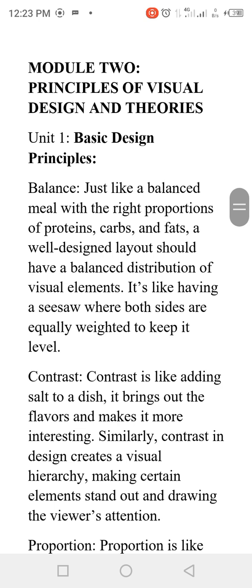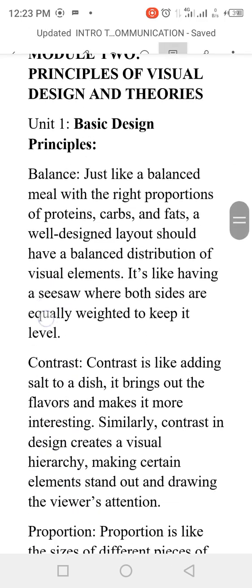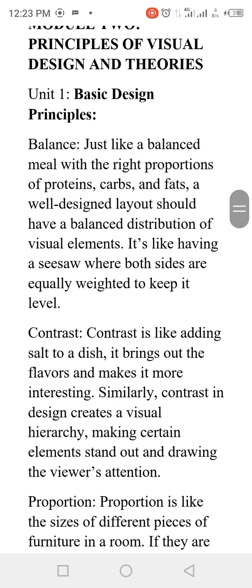We are continuing from Module 2, which is Principles of Visual Design and Theories. Now, under this module, the first unit we shall treat is Basic Design Principles. As far as you know, designs have rules and guidelines. Applying or following these rules is very, very important if your design must be meaningful to your audience. The first rule or principle in design is balance.